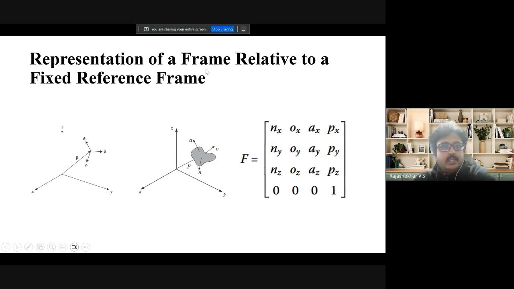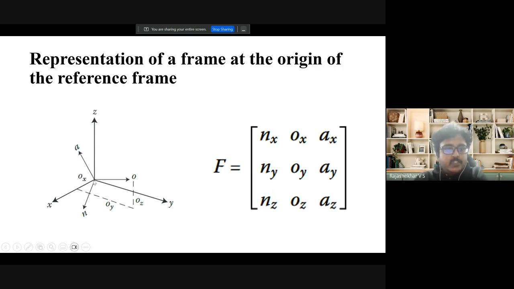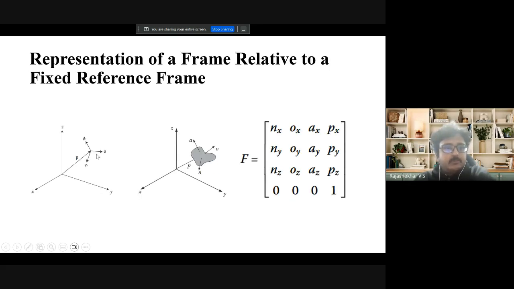Next is a frame relative to a fixed reference frame. What happens here is the frame has moved. If you see, the frame was attached to the ground frame, but here the frame has moved away by a distance p. That p in 3D is represented as px, py, and pz, and the scaling factor is 1. If you want to make a robot which is double the size, you can simply put 2 over here, and the entire robot can be scaled up using this value. This is the 4 cross 4 matrix, which we will be dealing with in the entire session from now on.